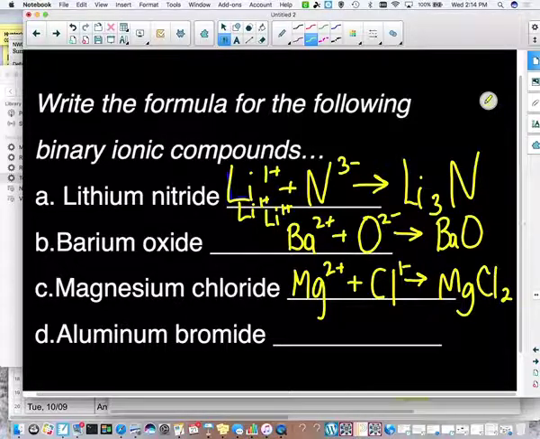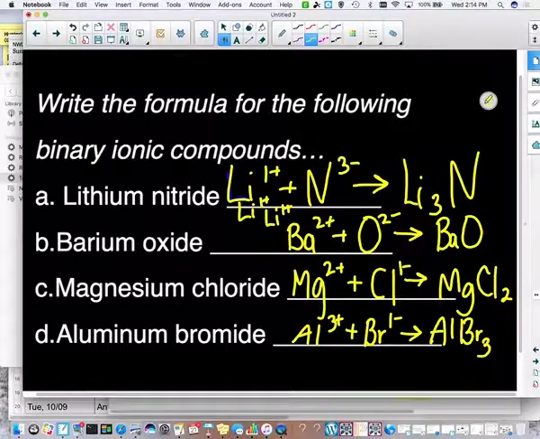MgCl2. Okay. Aluminum bromide. Aluminum is Al, has a +3. Bromine has a -1. Crisscross our charges. AlBr3. Awesome. Okay, so those are the easy ones. Those are the binary ionic compounds with elements chosen not in the transition metal section.